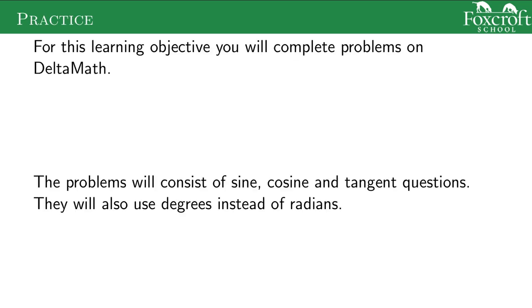As for this learning objective, we're going to complete problems on Delta Math. The problems are sine, cosine, and tangent. So there's not one that just did all tangent. So there'll be some sine and cosine ones mixed in. And they're also going to use degrees instead of radians. But if you have your unit circle, it has degrees and radians on it. So it's the same thing, just finding your angle and finding the appropriate value. And then for the ones that say tangent, just remember tangent is the sine value divided by the cosine value.